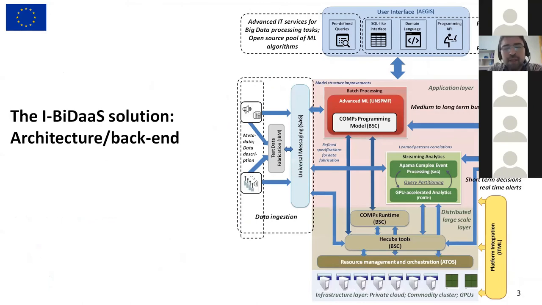On this slide, what you can see is the I-BiDaaS platform from the back end, where you see a complex picture. I'm going to break it down according to the work packages of I-BiDaaS, explaining what kind of technologies we have in there. In this short format, it's not possible to explain how everything works, but we will see what we offer with respect to technologies.